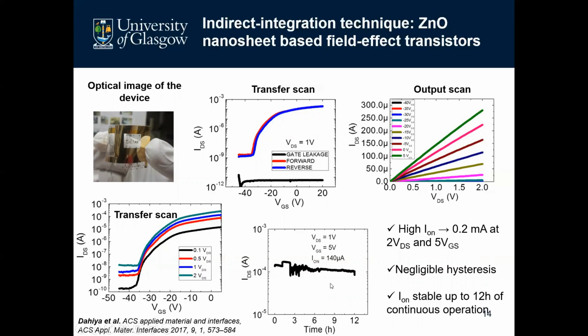We also tested the on current stability at higher stress values such as VDS 1 volt, VGS 5 volts, and ION was around 140 microamps, which remains stable for up to 12 hours of continuous operation.